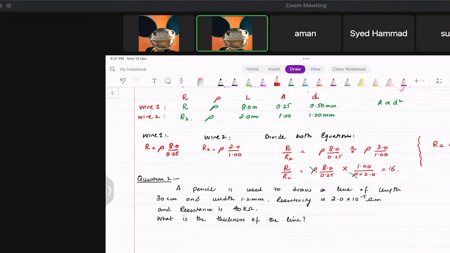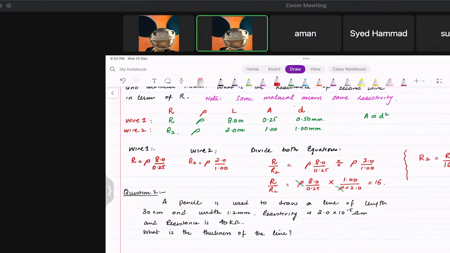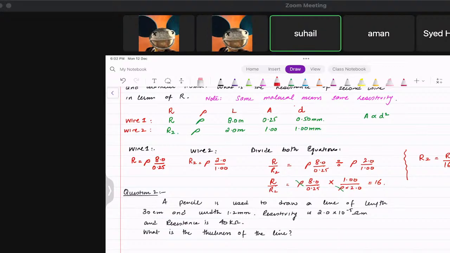Now we are doing this: a pencil is used to draw a line of length 30 centimeter and width of this. Resistivity is this and resistance is this. What is the thickness of the line? Have you guys done it? Yes, sir. Answer please. You mean the second one or the first one? First one I already did it. Second question. Hamad, answer please.